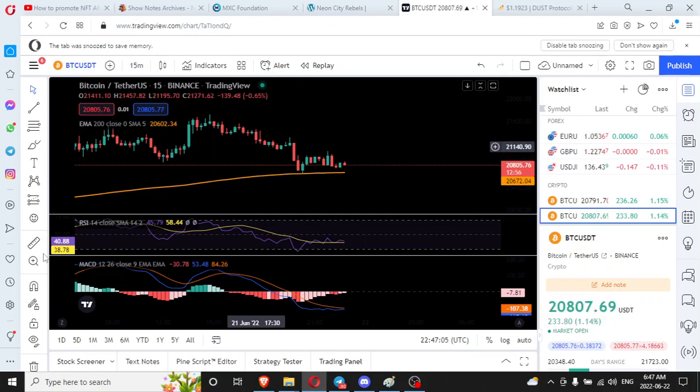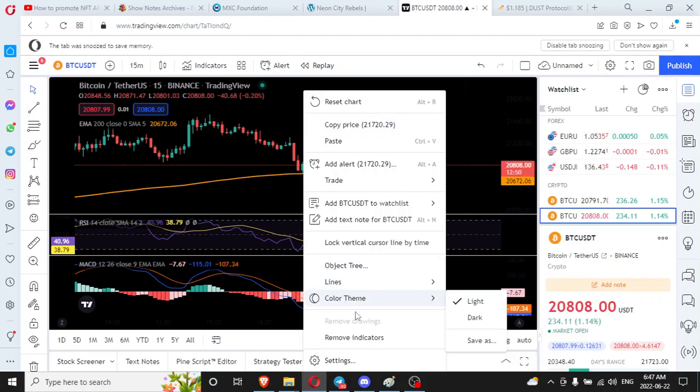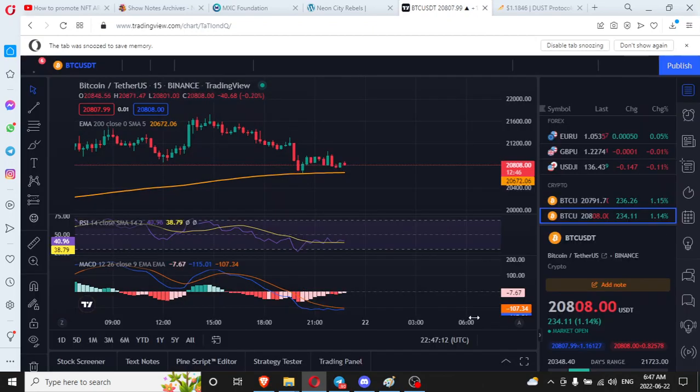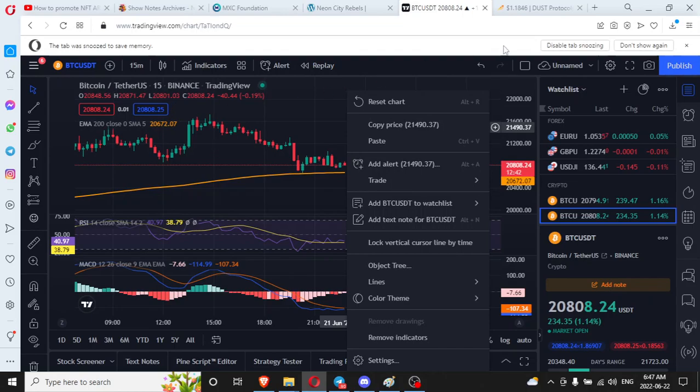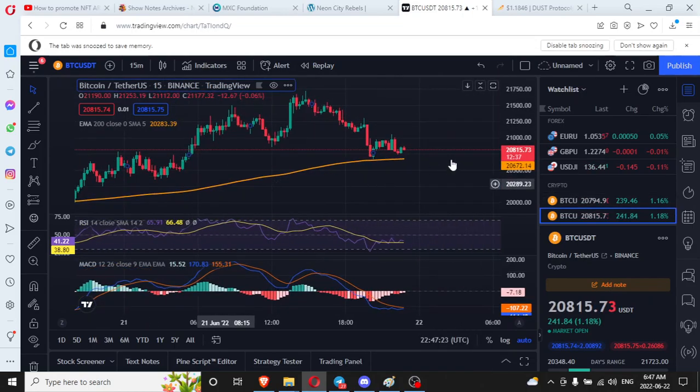So once you get this, you can get this chart. You can change the color of it if you want by right-clicking on the screen. You can go color theme, dark. Everything turns dark. I like this more. You can also change many things, like you can reset the chart. Anyways, that's that.